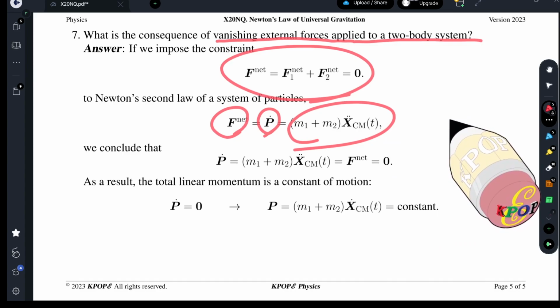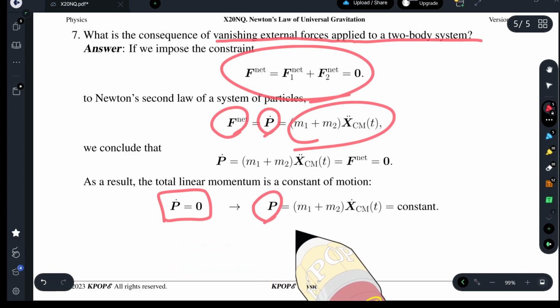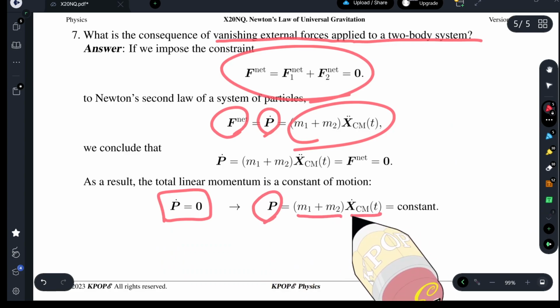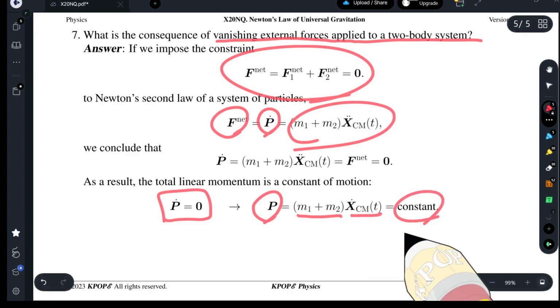On the other hand, that is equivalent to the fact that the total linear momentum, that is the total mass multiplied by the velocity of the center of mass, is a constant vector.